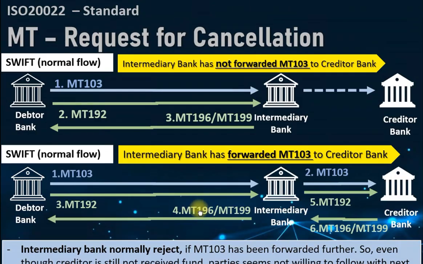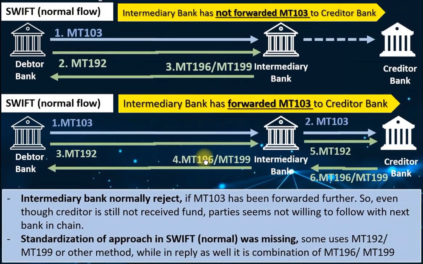Now there are two things that need to be highlighted. One is that the intermediary typically rejects because they want to avoid any further reply in case it is already forwarded. Although depending upon the banks, they can have different options, but that is what we feel is happening. Another point is that there is no standardization in the request format. It can be 192, it can be 199 and the reply can also be 196 and 199. So these are the two typical problems there.